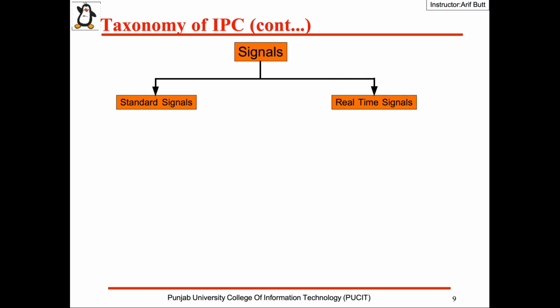Okay, after the communication and the synchronization category of IPC, the third and the last category are signals. And we have standard as well as the real-time signals. And these signals, as we all know, are used by the operating system kernel to notify processes that some event has occurred, without these processes needing to poll for that event.